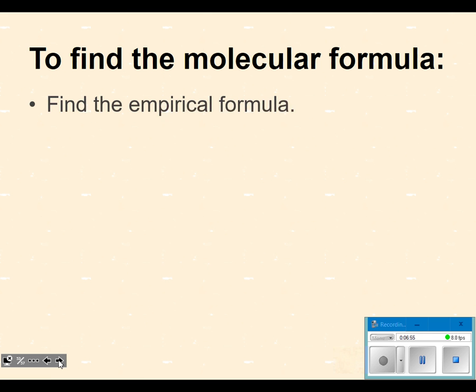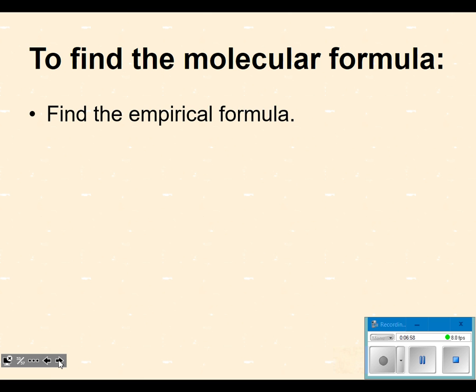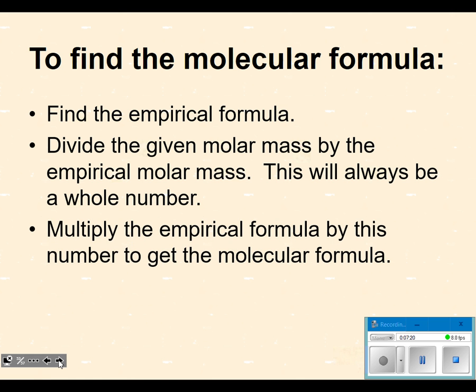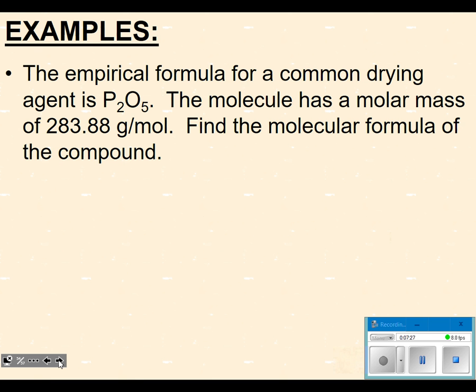All right, so to find the molecular formula, what we need to do is use our empirical formula, and we might have to find that empirical formula first. So we would use our percent to mass and mass to mole, divide by small, and multiply till whole. And then we would divide the molar mass of the compound by the empirical molar mass. This would give us that whole number value, and then we would multiply the empirical formula's subscripts by that ratio to get the molecular formula.